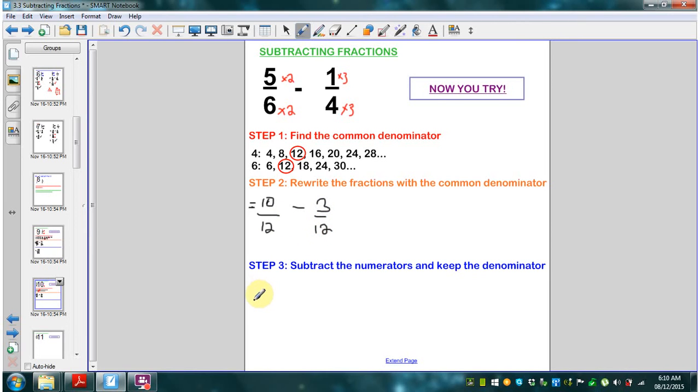Common denominator, so we're good to subtract our tops. 10 minus 3 is 7. And we keep our 12 on the bottom. Can this be simplified? No, it cannot. So that is our final answer.